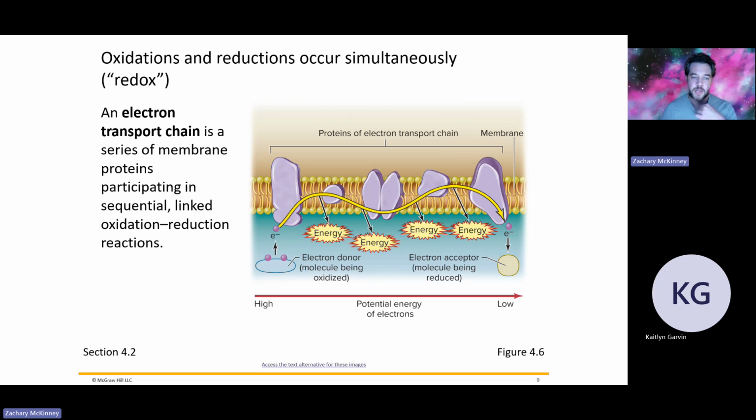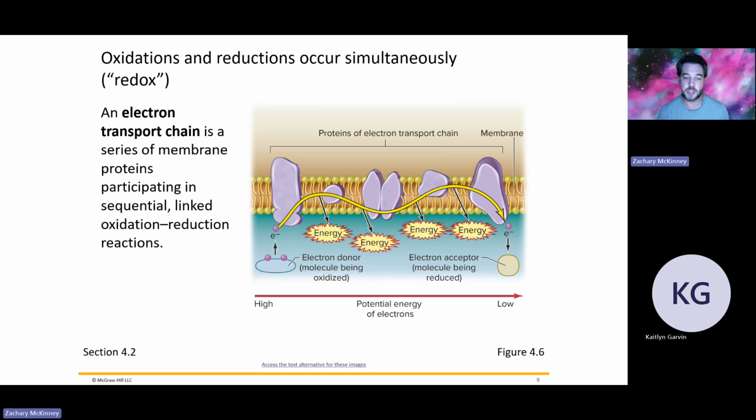Oxidation reduction reactions, we call them redox reactions for short, always have to occur in pairs. You can't just have one thing being oxidized. If you oxidize something, you have to reduce something else. If you break one bond, you're forming it somewhere else. And so biological systems have evolved to harness this effectively. What they do is take a stretch of the plasma membrane and put all of these proteins on it.